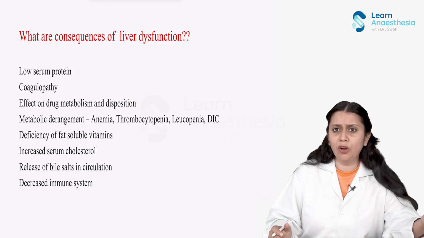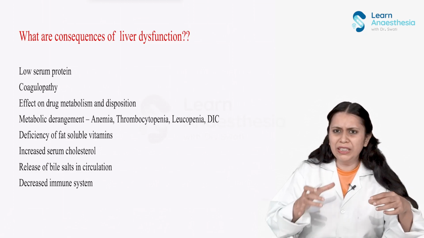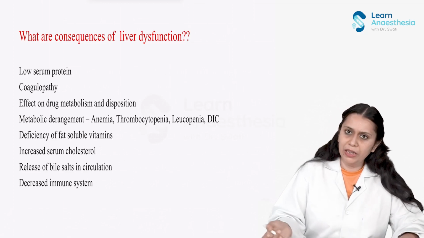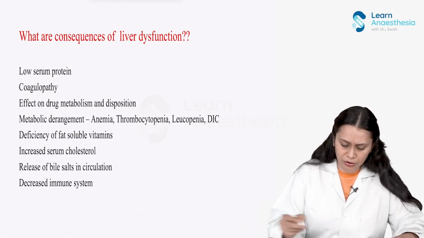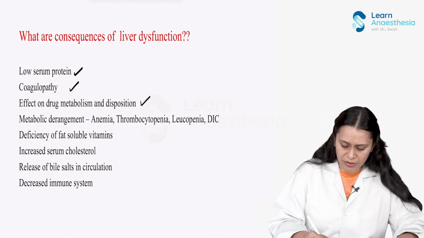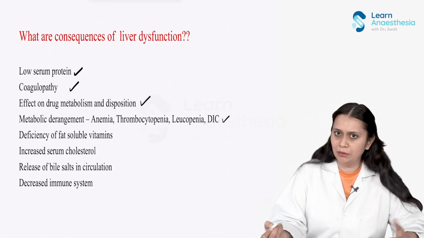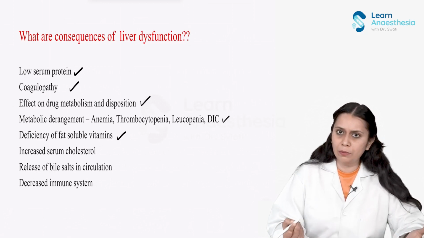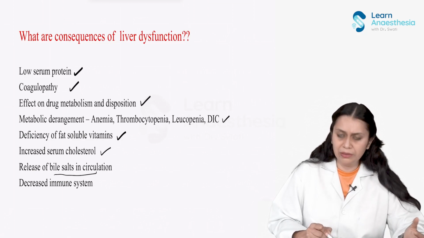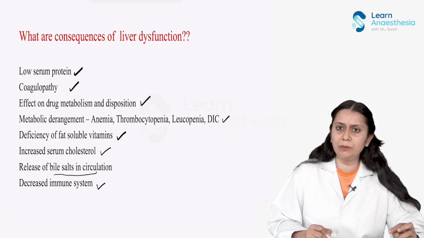So the liver is your metabolic headquarters, so we need to enumerate all the consequences of liver dysfunction. There would be an effect on the synthetic function, so low serum protein and coagulopathy. There would be an effect on drug metabolism, and metabolic derangement would happen because the liver is the metabolic headquarters. Then deficiency of fat soluble vitamins, increased serum cholesterol level. Then bile acids would be released in the circulation. This would produce manifestations like pruritus, and a decrease in the immune function of the patient.